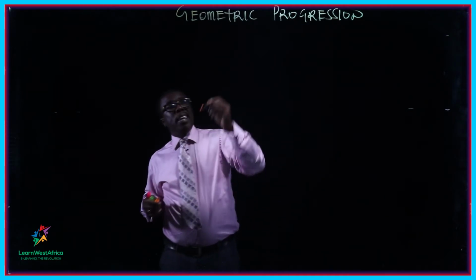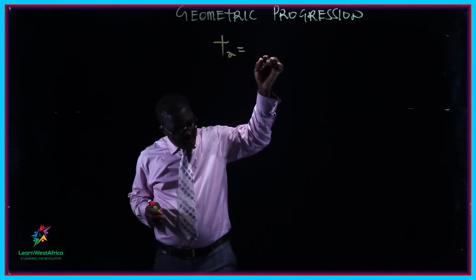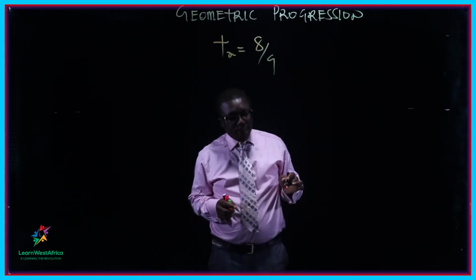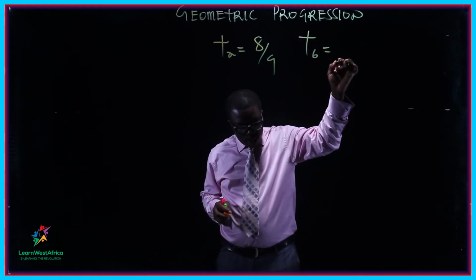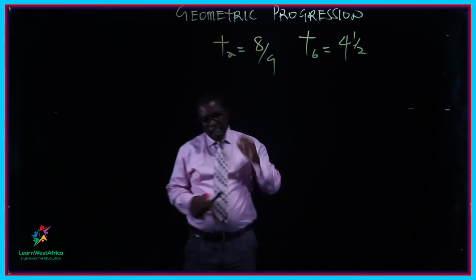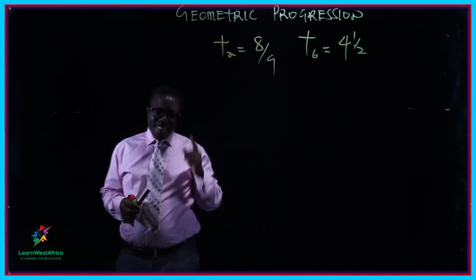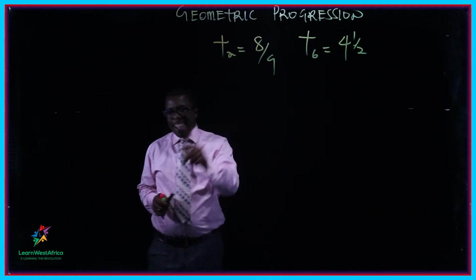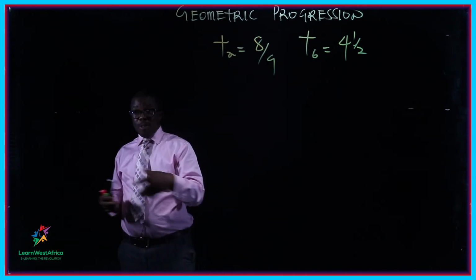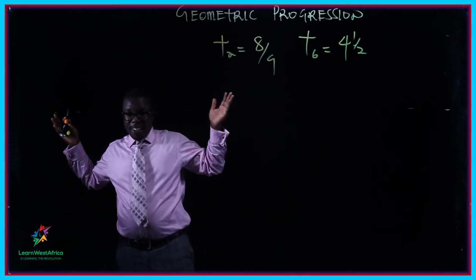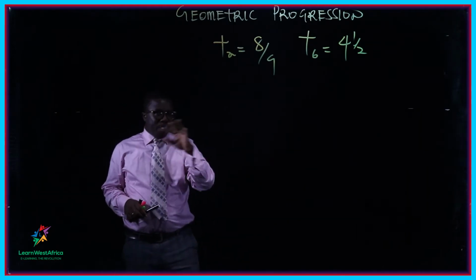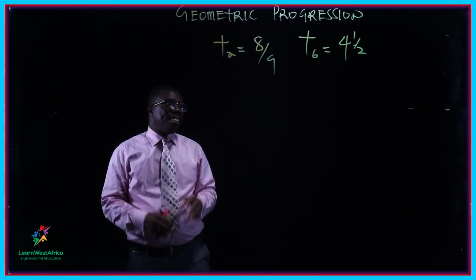Okay, the second term, T2, is 8 over 9. And we are saying that the sixth term, T6, is 4.5 respectively. The question is asking us to find our common ratio, the first term, and the third term. So what is your common ratio? What is your first term? And on the basis of that, what's your third term? Guys, how do you go about this? I'm sure by now it's a bit easy for you to go around it, right? But let's just try.